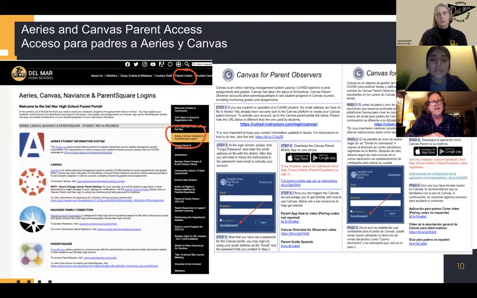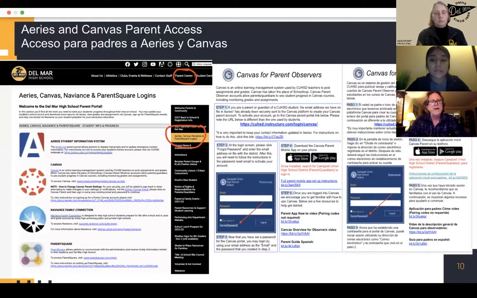Now, if a student gets an F but works out and passes, will the F marks stay on his record?